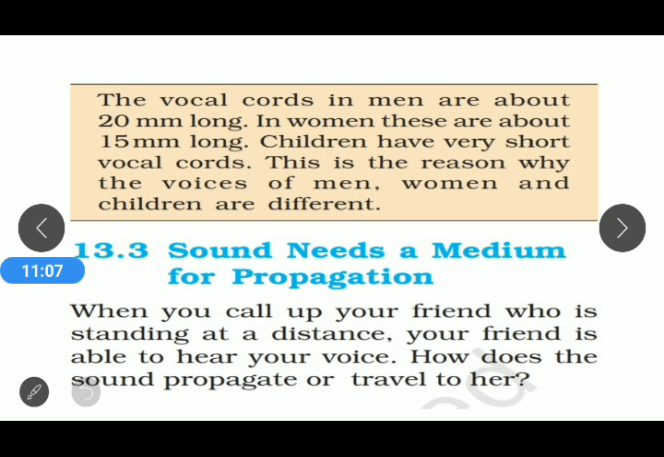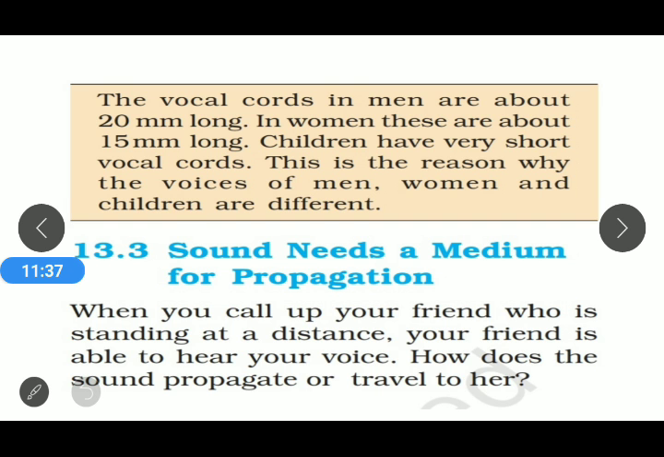Now there is a very interesting thing given to us, that there are differences between the man, women and children voices. What is the reason why there is a difference between the sound of man, women and children voice? The reason is vocal cord. How is the vocal cord creating a difference between the voices produced by the man, women and children?